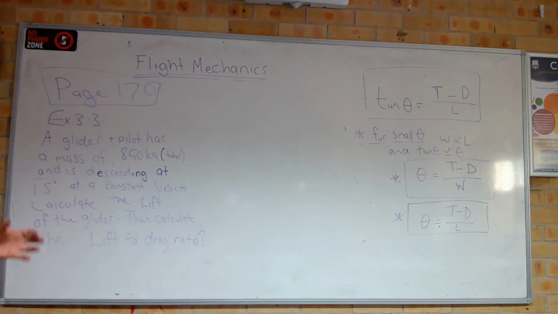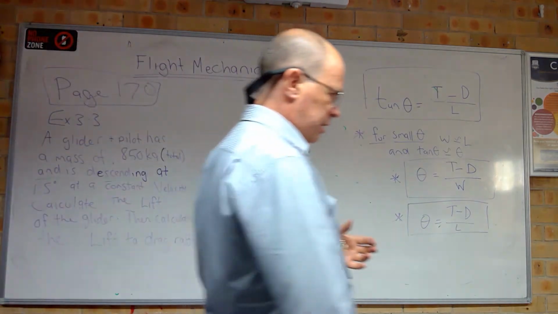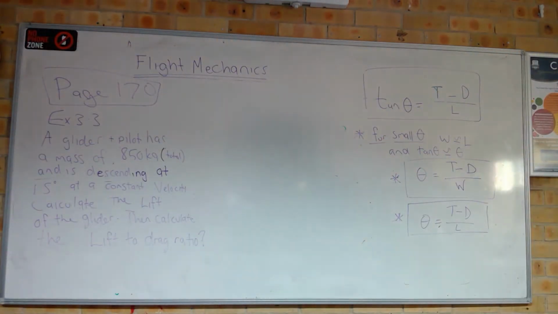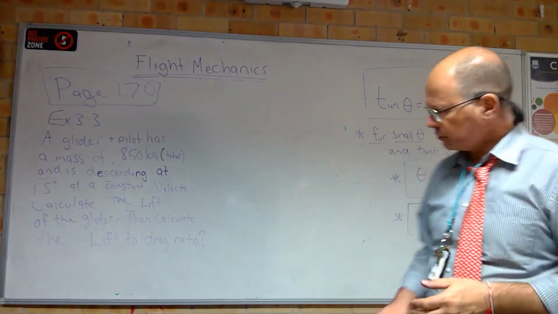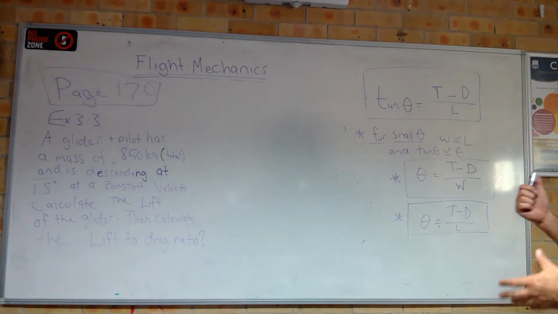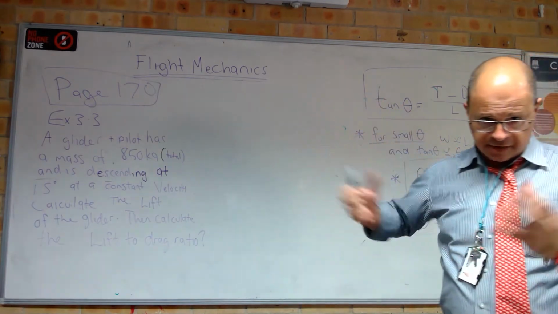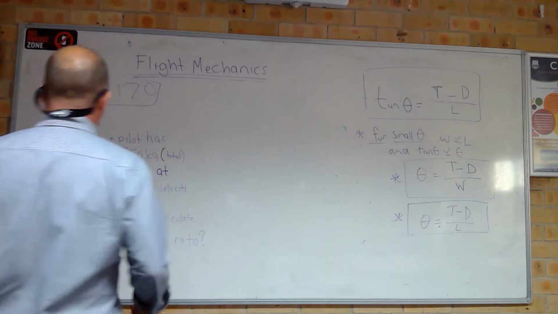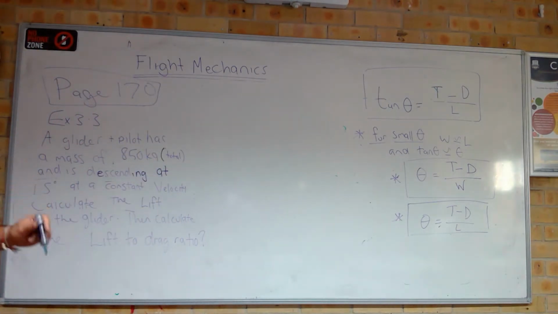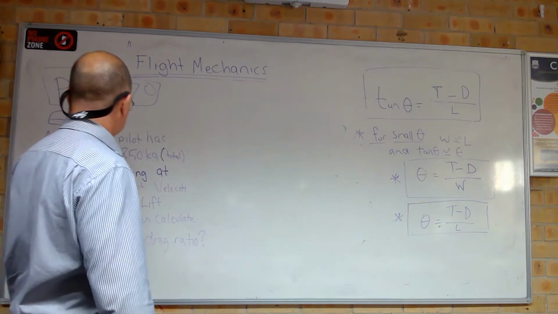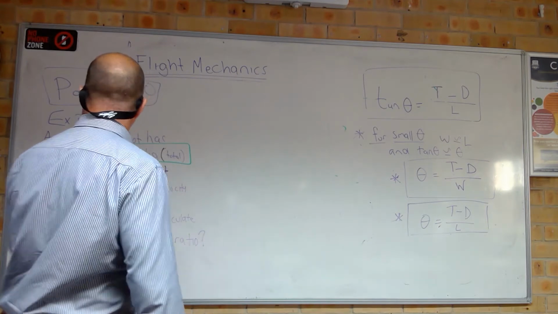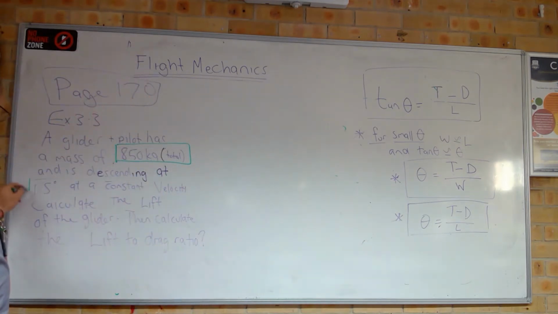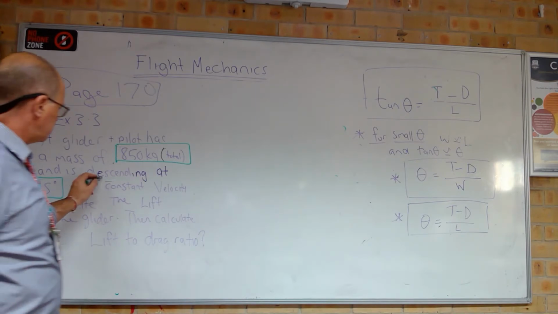Now, they've done a free body diagram, and that's a fine way of answering the question, and we will look at that answer. But we'll also look at remembering our flight mechanics and our forces and analyse it. Okay, so we're given some information here. A glider plus a pilot has a mass of 850 kilograms. So we've got a mass. Let's circle that, okay? It's descending at 15 degrees, so we've got an angle, at a constant velocity.